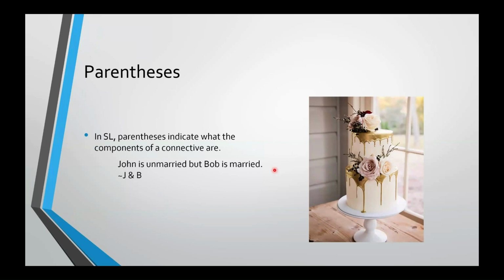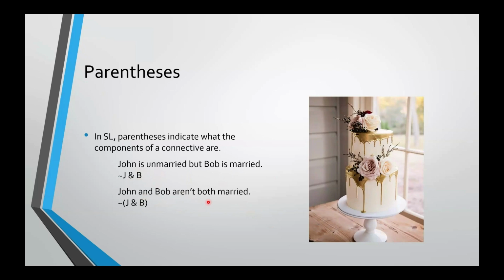So take this sentence here. John is unmarried, but Bob is married. So here, John is unmarried, right? It is not the case that John is married. You're trying to negate John is married. So that's going to be not J and B, right? Here you have what you're trying to symbolize is John and Bob aren't both married.